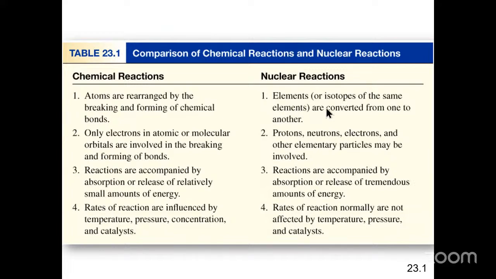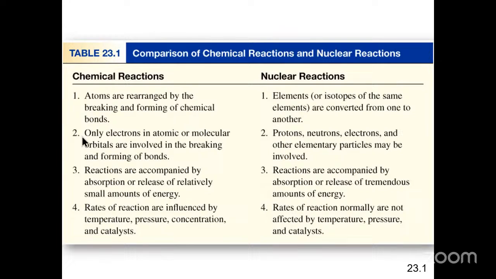In the case of nuclear reactions, elements or isotopes of the same elements are converted from one to the other. So basically in nuclear reactions, in most cases, you have the conversion of one element into another, or if it's the same element, one isotope to another, all right? So that's the first difference between chemical reactions and nuclear reactions.